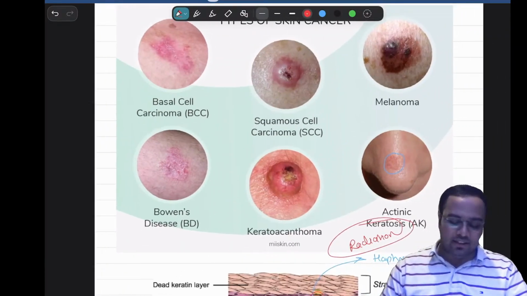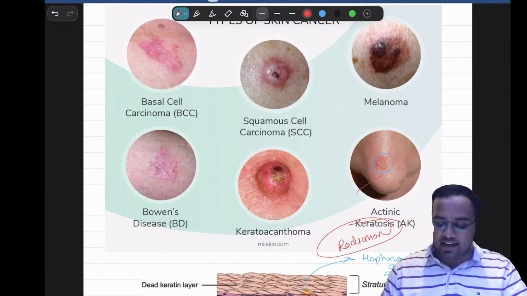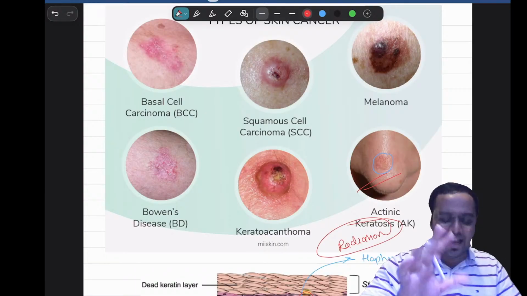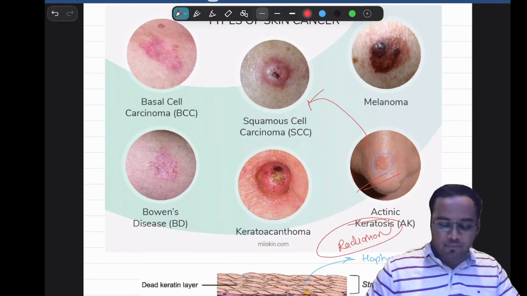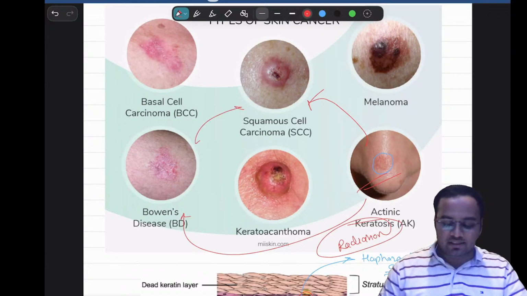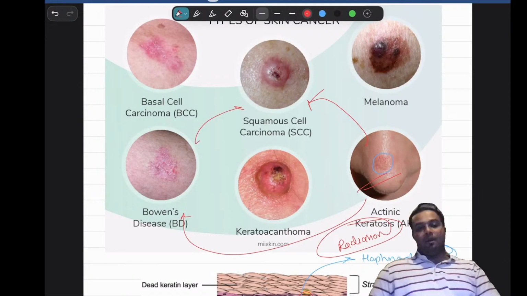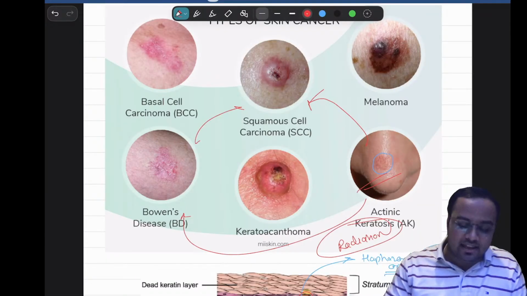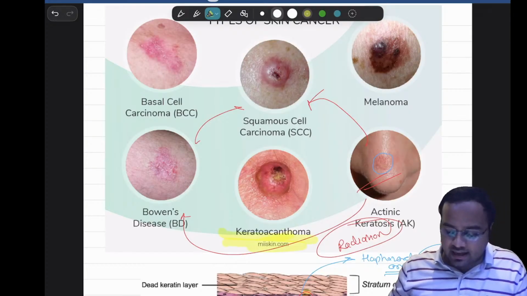So as we saw, this is going to be your actinic keratosis, very ill-defined patch, and then it is going to form the squamous cell carcinoma. So initially this, then it forms the Bowen's disease, and Bowen's disease is going to give rise to squamous cell cancer. So in between this love triangle, there is a fourth component which is called a keratoacanthoma.